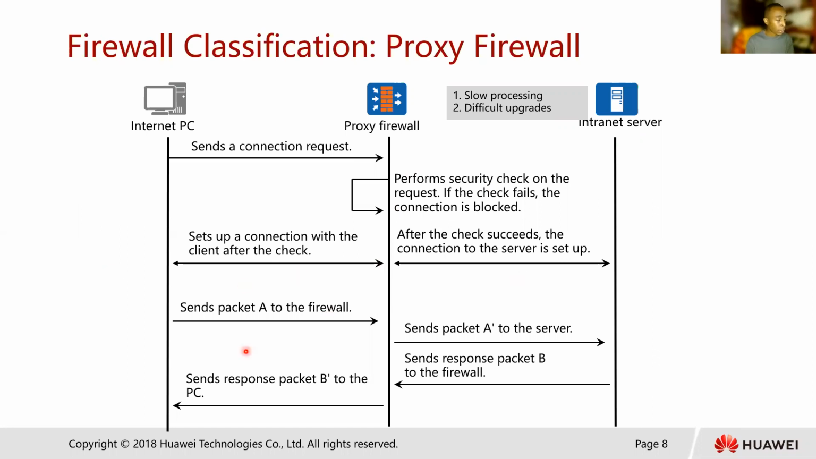Then the client will send a packet, in this case packet A, to the firewall, and then it will be re-forwarded, or actually sent again, to the server. And you realize that the server will also send a response, that is packet B, to the firewall. Then the firewall will once again send the response, packet B, to the PC. Think of it the way you can think about a proxy server. It acts like an intermediary, right? And you realize this one applies to the application layer.